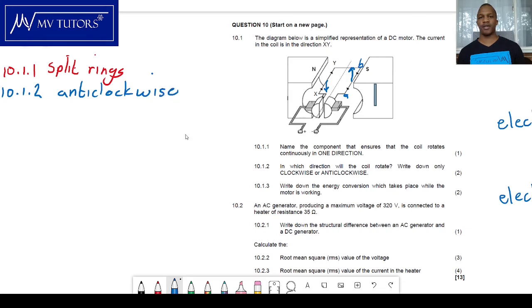Anti-clockwise. Cool. Write down the next question. Write down the energy conversion which takes place while the motor is working. Now, we spoke about this, about a motor.